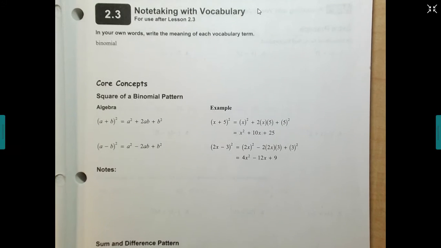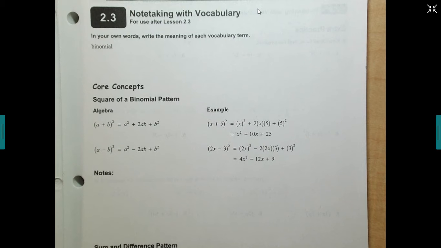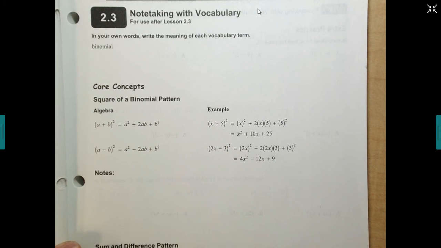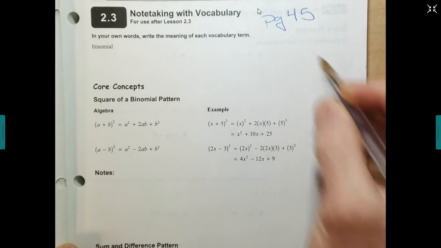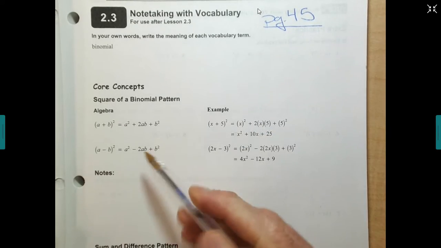Morning, students. Today we are going to be doing lesson 2.3 in geometry, and we are going to be talking about squares of binomials and differences. So, difference of squares and the sum of squares. On page 45, you'll see the patterns, some patterns here.